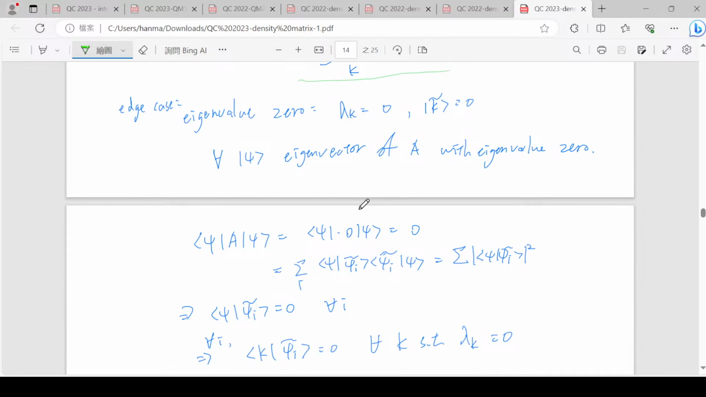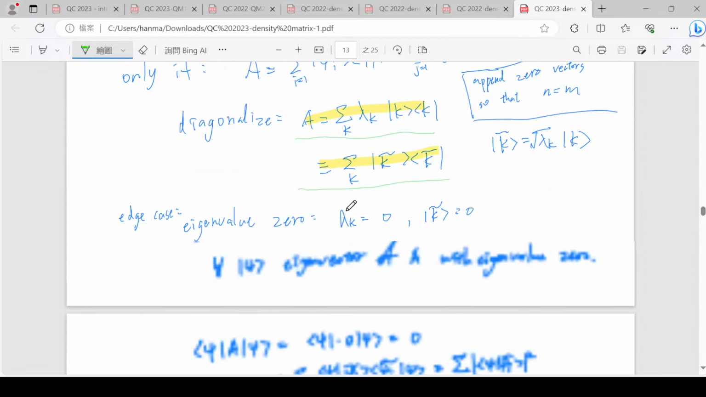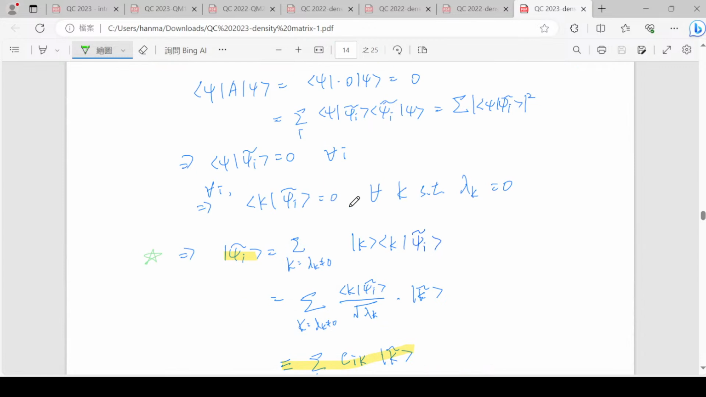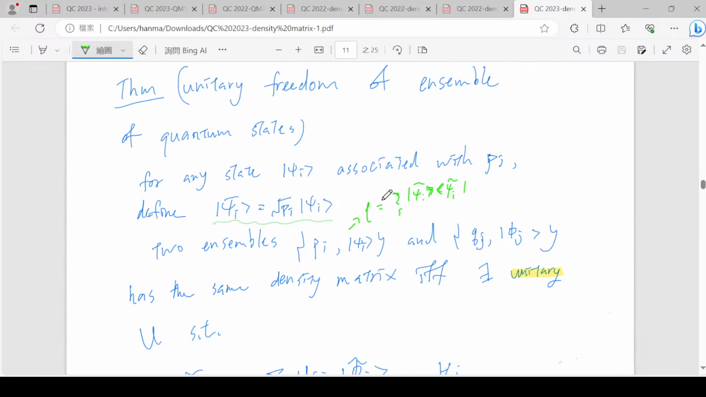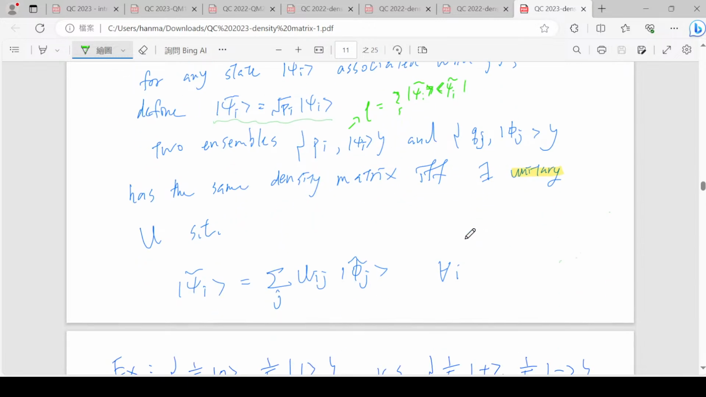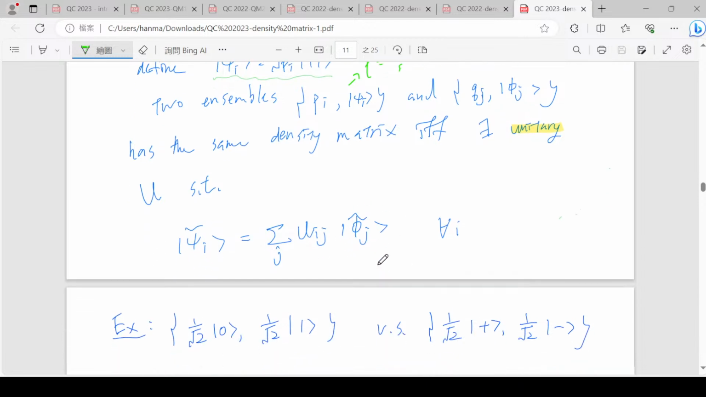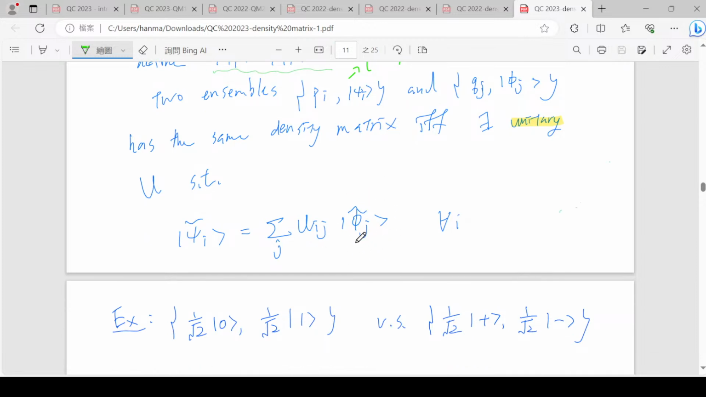Okay, any question? So I think that completes the characterization of density matrices in the example. Once again, let's go back to what we actually proved. We proved that two ensembles of quantum states give you the same density matrix if and only if they are related unitarily, in this way. So the whole set of psi can be given from a unitary transformation on those phi j's.